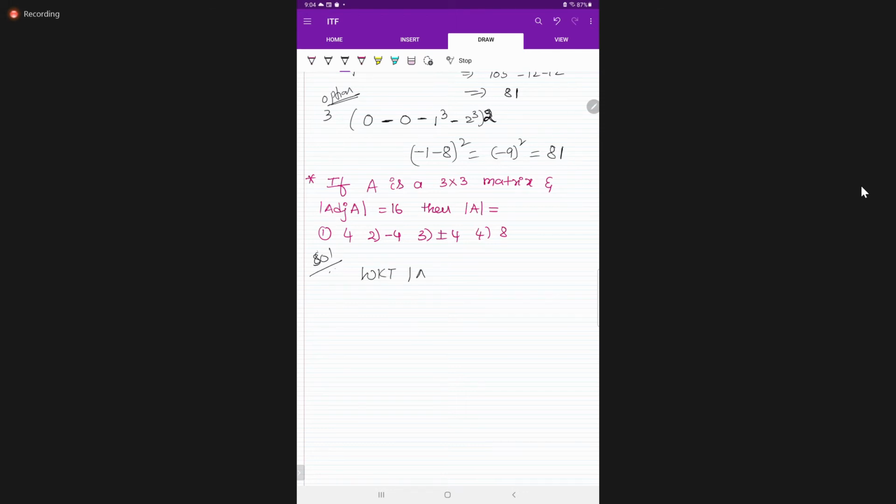Ma'am, is the answer plus or minus 4? Very good. Determinant of adj A is det A to the power n minus 1. This is 16. n means order, 3 minus 1. So 16 is det of A to the power 2. Det of A is equal to plus or minus 4. Very good.